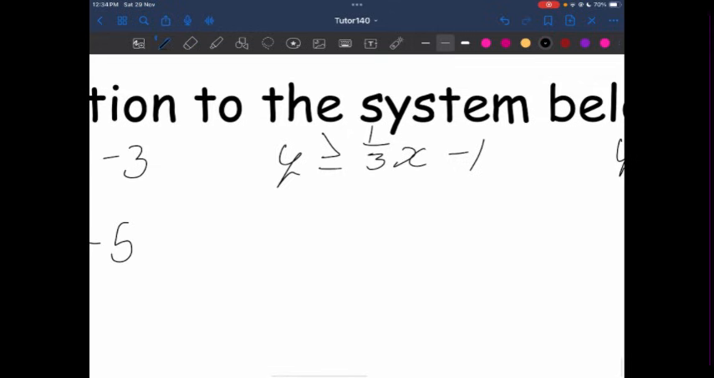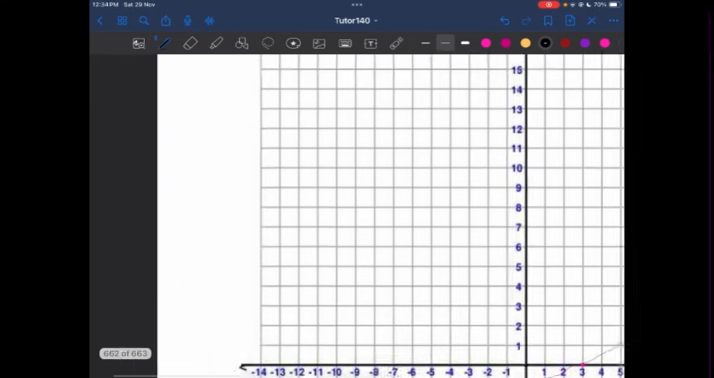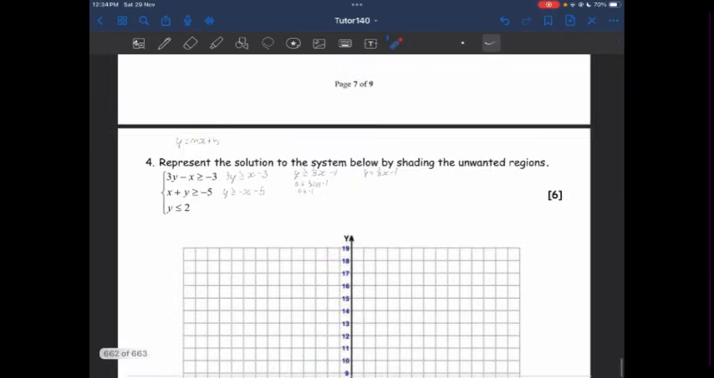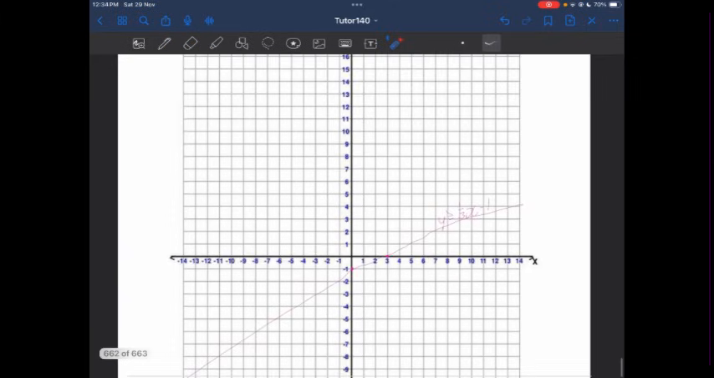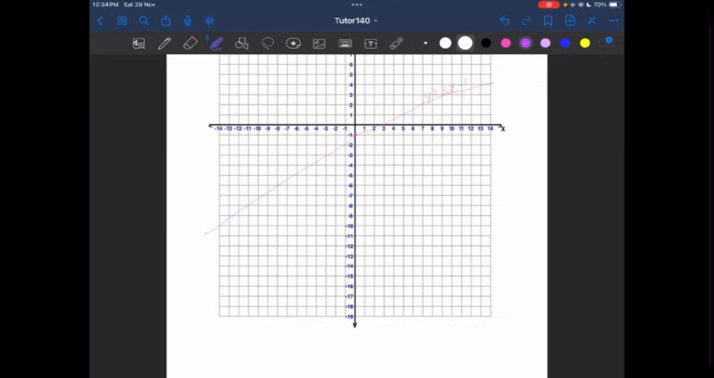We'll plug it into this formula here. 0 is greater than or equal to 1 over 3, 0 minus 1. This is 0 is greater than or equal to -1. 0 is indeed greater than or equal to -1. So this is the side we want to leave unshaded. We're shading the unwanted regions, so we're going to shade this side below because we don't want this region. So let me use a highlighter and just shade this side.